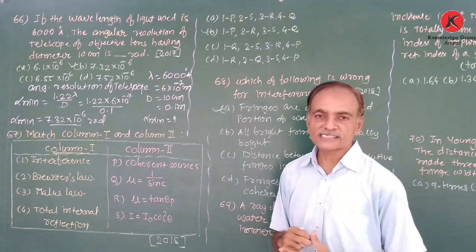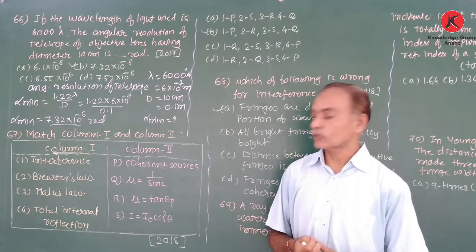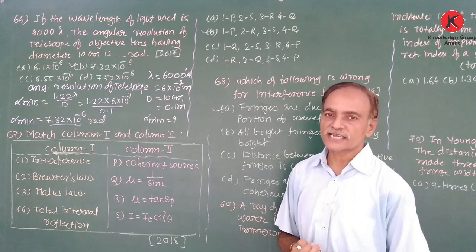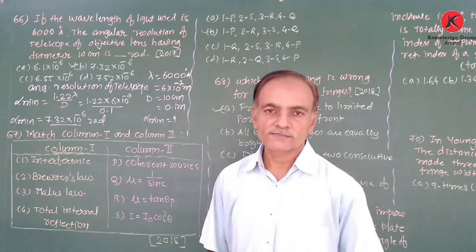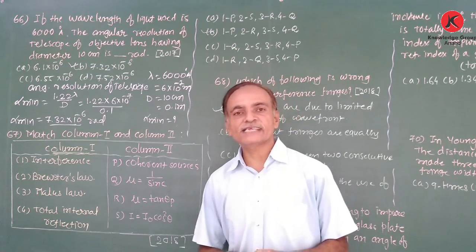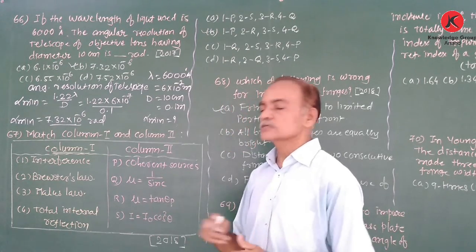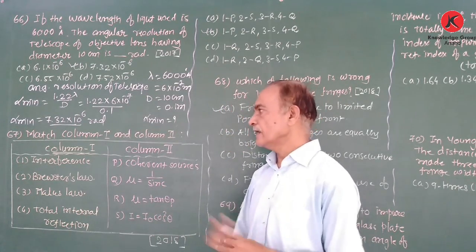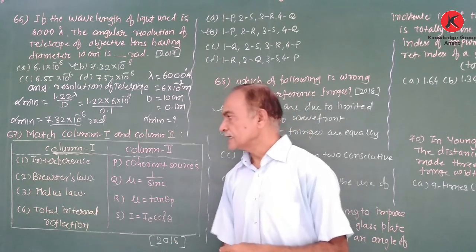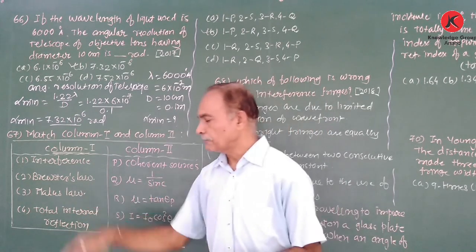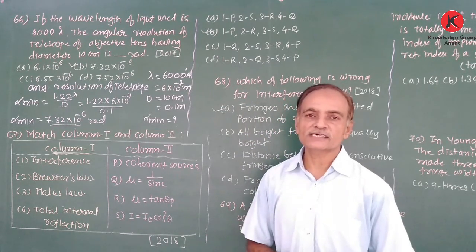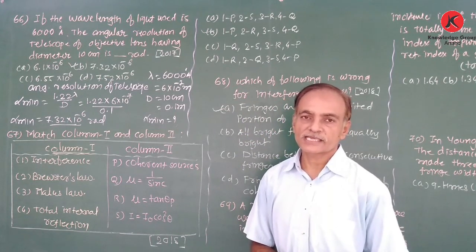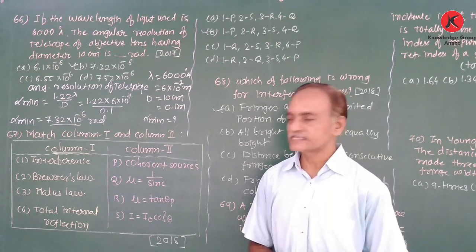Now the next question is match column 1 and column 2. That was asked in 2018. Generally this type of question is asked in the NEET exam, but in 2018 this type of question was also asked in the GUJCET. Here, physical phenomena are given on one side, and the corresponding equation or relation is given in column 2. We need to match them.